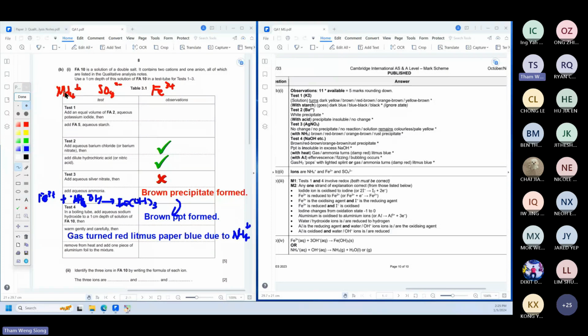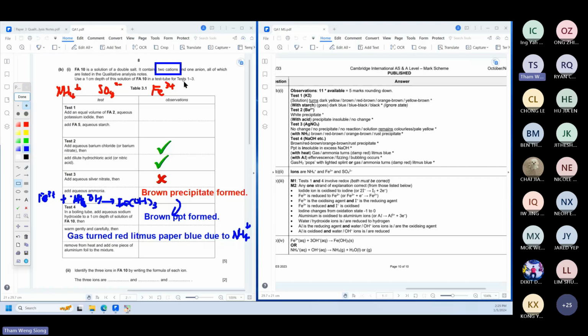So sometimes I understand why it becomes a little bit tricky for you guys to identify what's happening, because it's a bit weird. Actually, you notice the first one, the brown precipitate, is thanks to iron 3+. The second one, the gas turning red litmus paper blue, is actually thanks to ammonium. Now you may say, sir, how do we know we need to test for ammonia? Because of two cations.